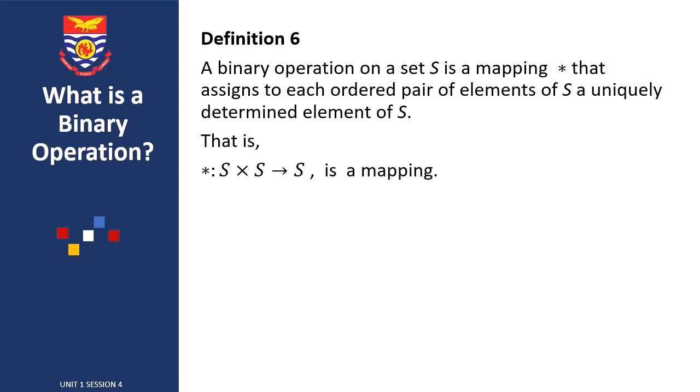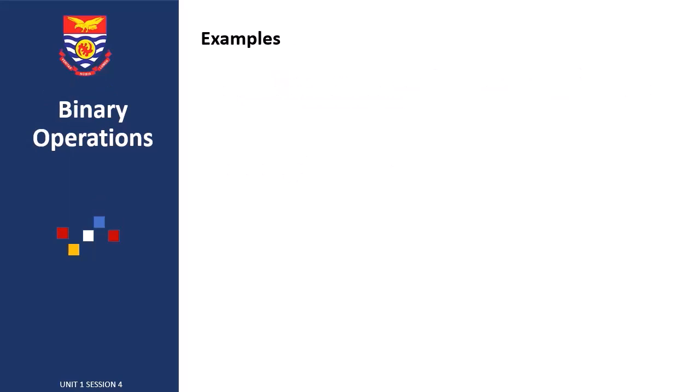So the star here is the operation symbol we are using. Somebody can use a circle, maybe a circle with a dot inside, a shaded circle, or an open circle, somebody can use a triangle down, triangle up. We have a number of symbols that we can use to represent a binary operation, but in this course we will use star mostly, and we will also use a few of the other symbols to represent binary operations.